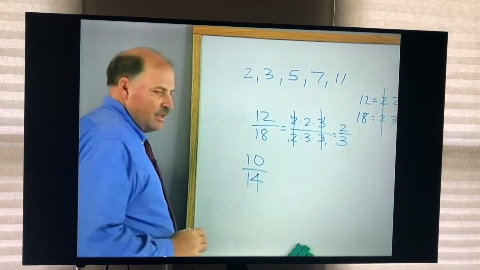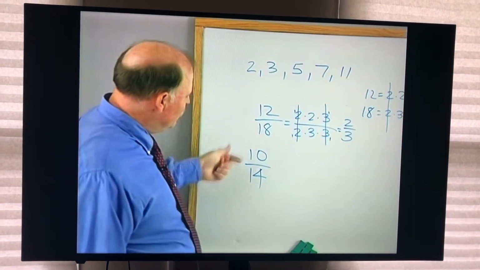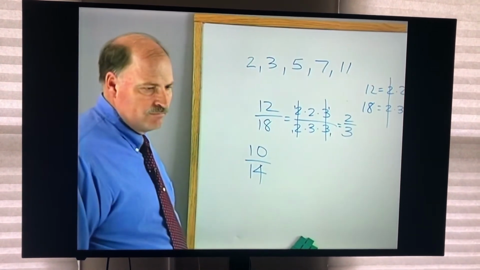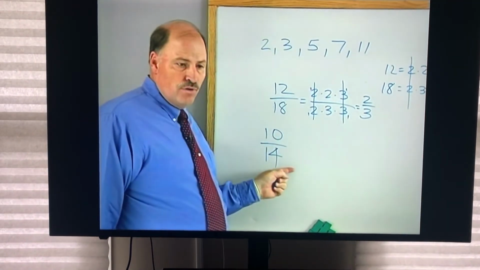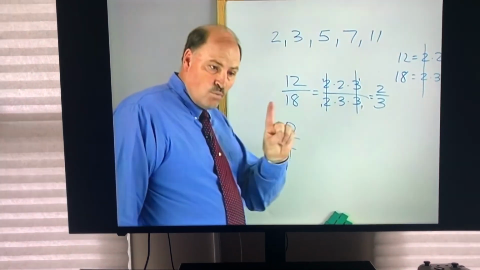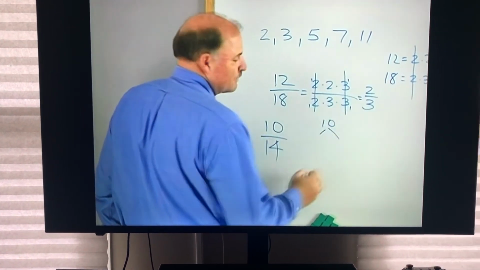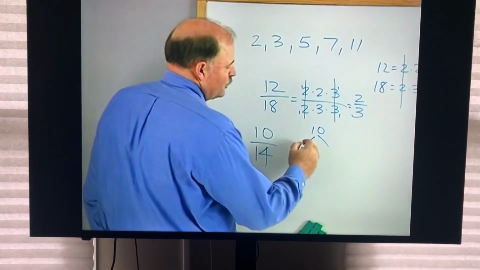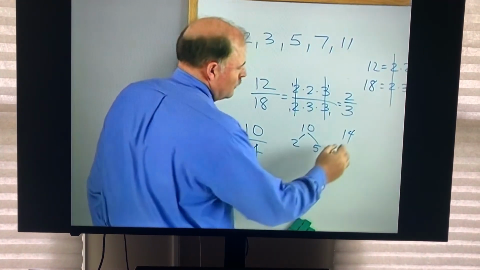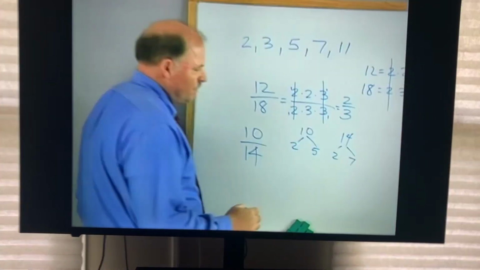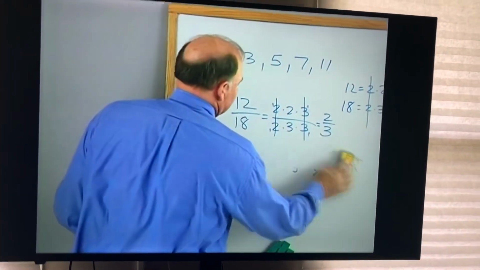Okay, let's try another one. 10/14. Now we've got a couple ways we could do this. The first thing we could do is look at it and say, what do those things have in common? They're both even. And then we could divide them both by 2. And we get 5/7, right? That's one method. With this method, we're going to take the 10. What are the factors? 2 and 5. How about 14? 2 and 7.